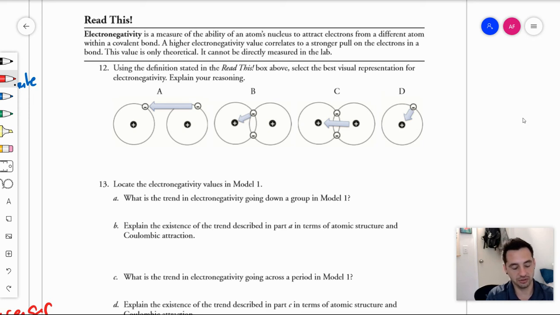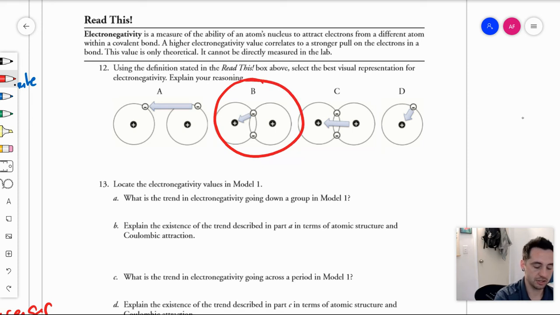Okay, so which one of those do you think it is? It's actually B. They're sharing the electrons. The nucleus is attracting the electron that is shared. That is electronegativity. That is a visual representation of electronegativity. Okay. Now let's look at the trend.